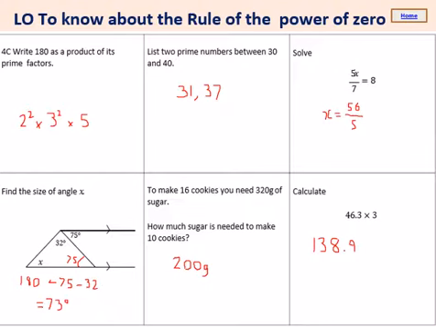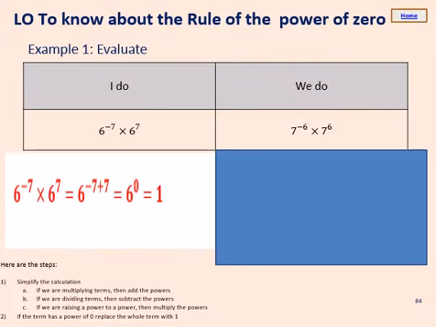Okay, so shown on the board are your 6 answers to the starter. Please mark them in green pen and be ready to move on. Okay, so as I said, the learning objective today is to know about the rule of the power of 0.